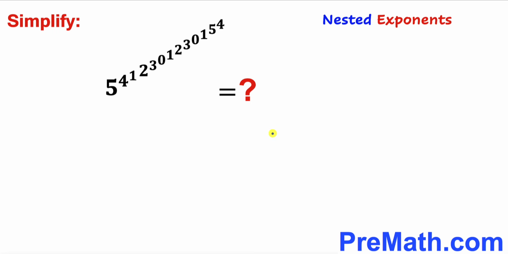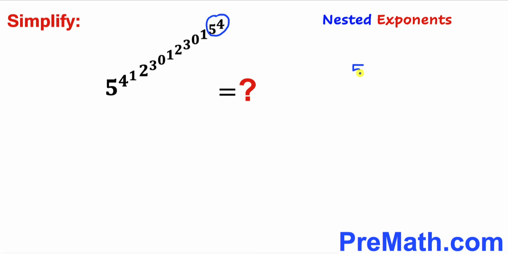And here's our very first step. Whenever we are dealing with such kind of nested exponents problem, we do not go from bottom to top. Instead, the correct way is going from top to bottom. So therefore, we are going to focus on this 5 power 4 first.